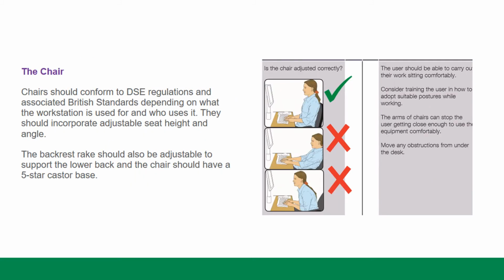The chair. Chairs should conform to DSE regulations and associated British standards depending on what the workstation is used for and who uses it. They should incorporate adjustable seat height and angle. The backrest rake should also be adjustable to support the lower back, and the chair should have a 5-star caster base.